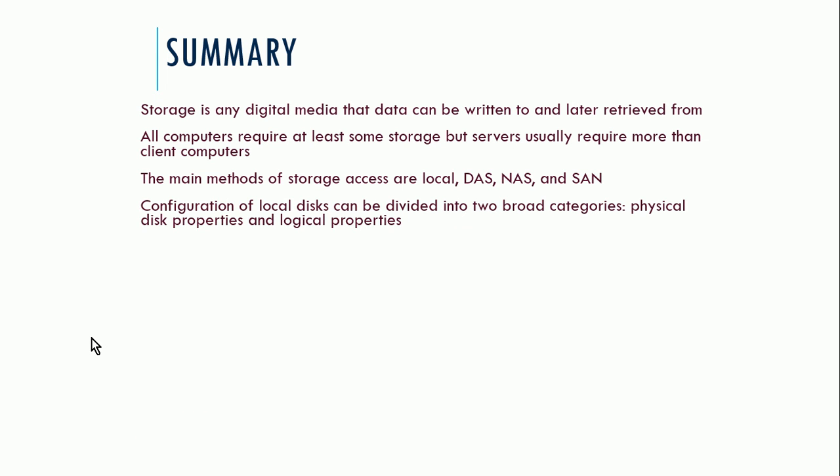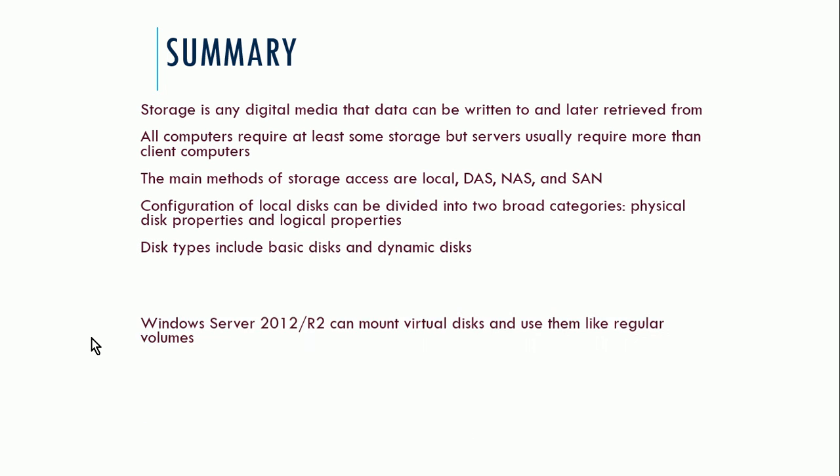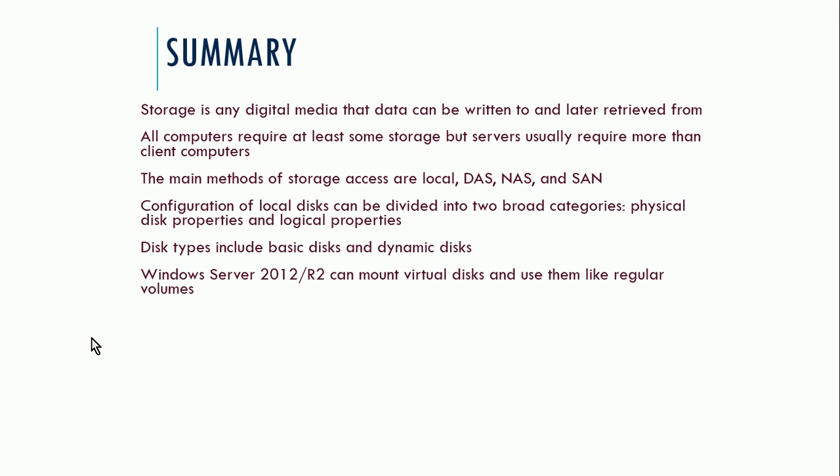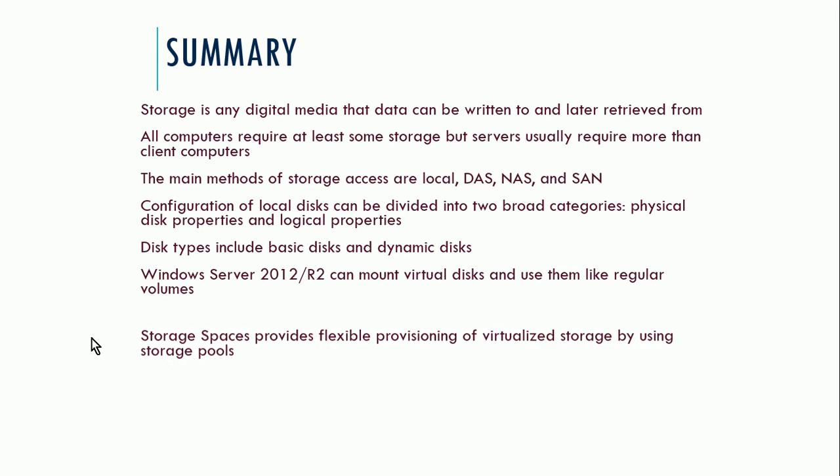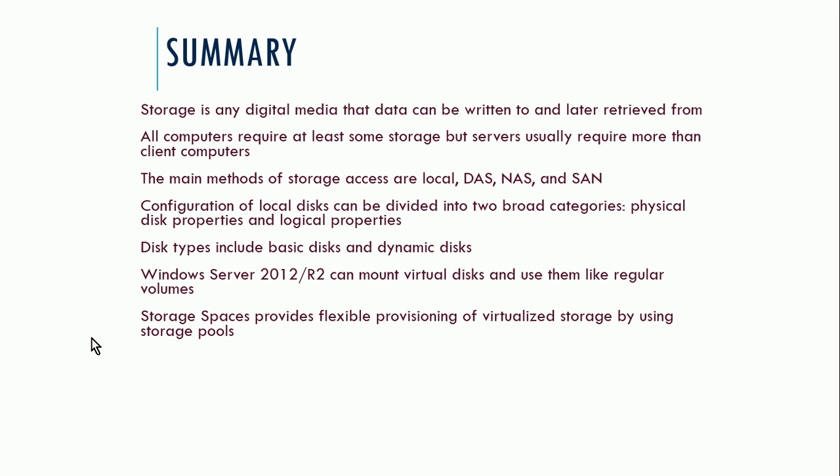Hopefully you recall that. We talked about how to configure local disks, and we divided that into two broad categories: physical disk properties and logical properties. And then I talked about the different types of disks, like basic disks and dynamic disks, those two types. In Windows 2012, we talked about virtual disks and how you can use those as a regular volume. And then I talked about storage spaces, finally, where we talked about flexible provisioning of virtualized storage by using storage pools, which is what we just talked about.